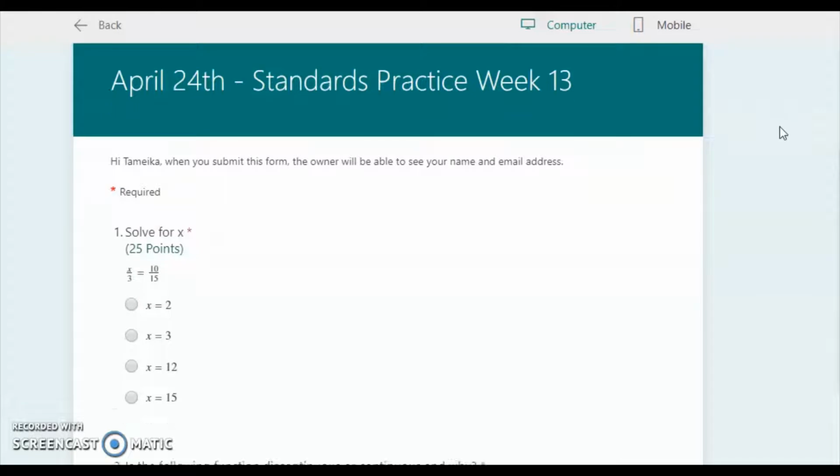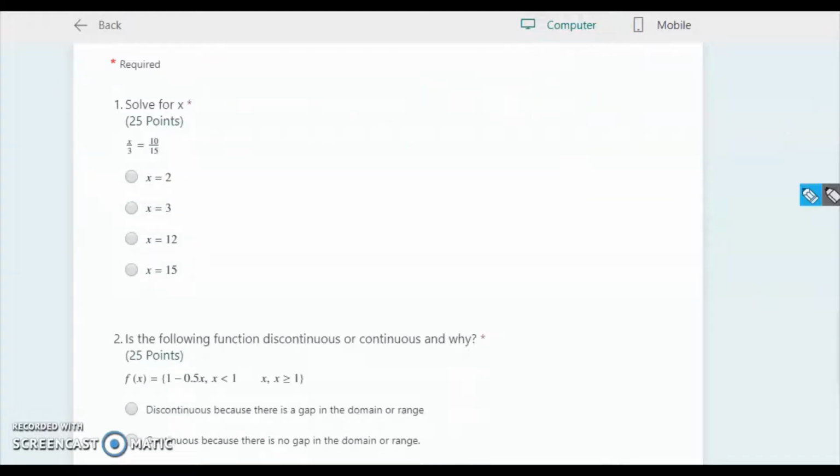Standards Practice Week 13. Number 1, solve for x. So we have a proportion, which is a fraction equaling another fraction. The way that we usually solve this is either by cross multiplying, or you can recognize that this is just x divided by 3. To get rid of dividing by 3, you just need to multiply each side by 3 instead of cross multiplying. So this would get rid of it.